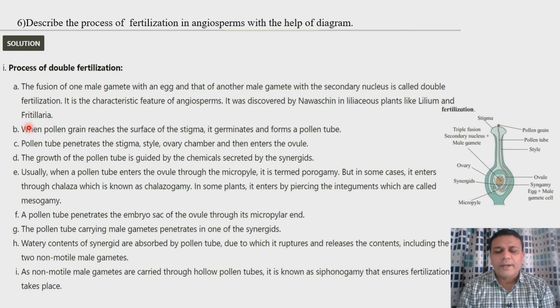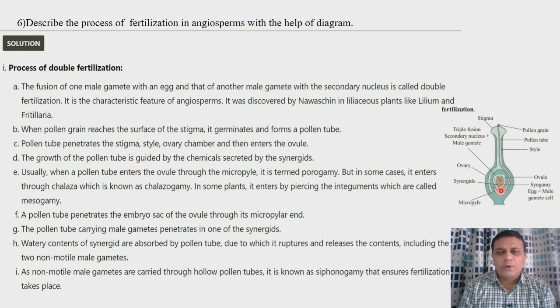Now, you know that by the process of pollination, the pollen grain reaches the surface of the stigma, and on this surface the pollen grain is deposited, and it absorbs sugary substance from the stigma, and the pollen tube germinates. The next point, the pollen tube passes through the style, then it passes into the ovary and finally enters inside the ovule.